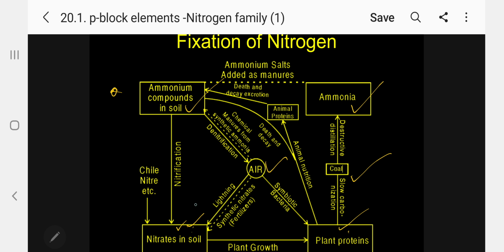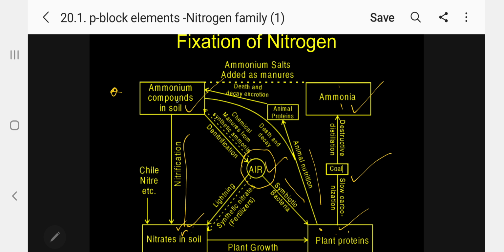This is called nitrification, and this is called symbiotic bacteria. This is the animal nutrition. So in all these cycles, what is happening? This is air, and from the air it goes to the plant and to the ground, and the plant is converted into coal from wood, going to ammonia. Ammonia is again in the air, and it goes to the soil in the form of ammonium.